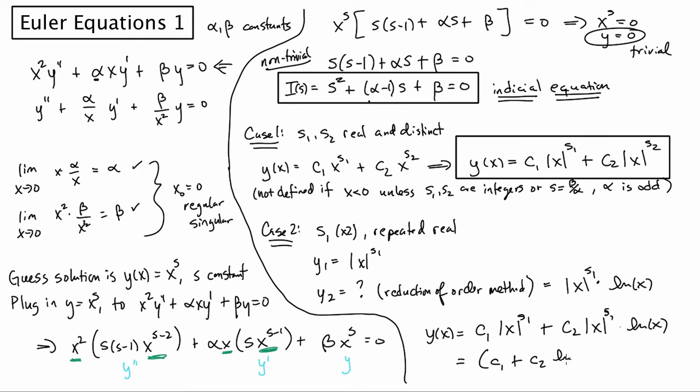C1 plus C2 ln of x times absolute value of x to the s1. So this bears a striking similarity to the repeated real case when we had exponentials, in that it was C1 plus C2x e to the x in that case. And so it's very similar to the characteristic equation problem. It's just slightly different. The slight difference here is instead of multiplying by x, we multiplied by t or x or whatever the independent variable was. We're going to multiply it by the natural log of x to get that second fundamental solution.